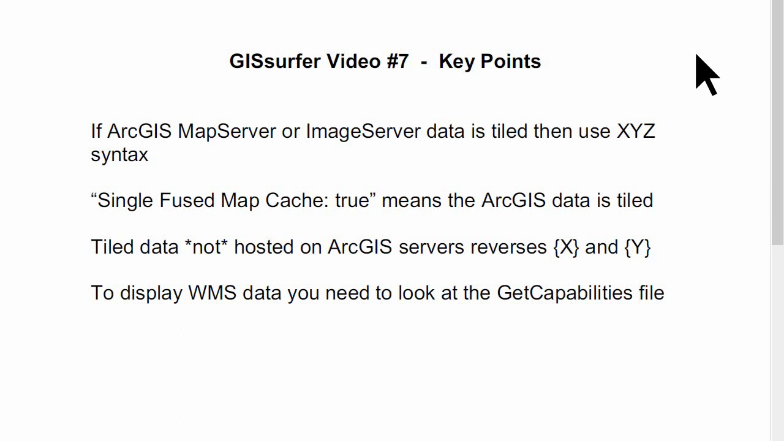In addition to the GISsurfer videos, there are also several PDF files with additional tips and examples that are not covered in the videos. You can find those PDF files by going to the GISsurfer homepage, GISsurfer.com, click the big green menu button, and go to the help page.